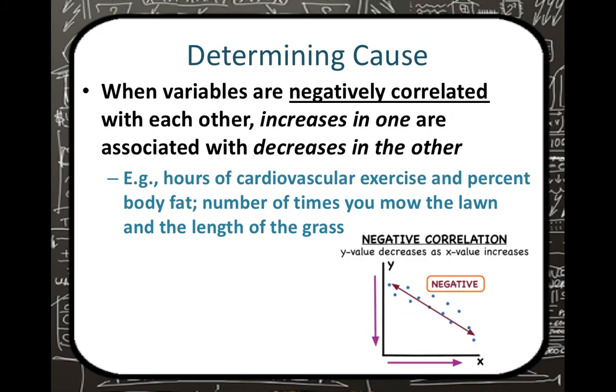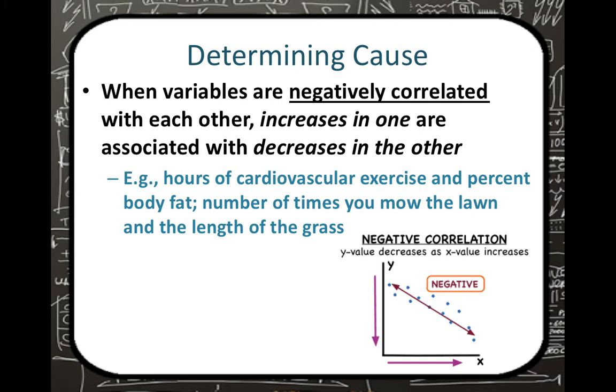Now we can also have negatively correlated variables. So this is where they move in opposite directions. Positively correlated, they move together, up and up, down and down. Negatively correlated, they're in opposite directions, which means that as one increases, the other decreases. So for example, hours of cardiovascular exercise and percent body fat. You would expect that the more hours of cardiovascular exercise somebody participates in, the lower their body fat is, right? So opposites. Higher hours equals lower body fat.